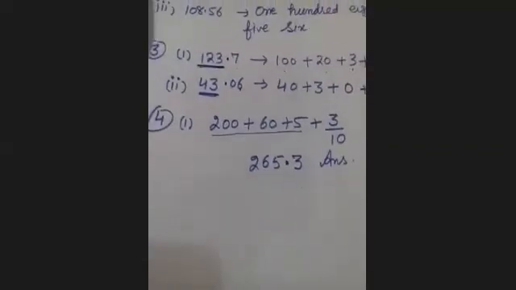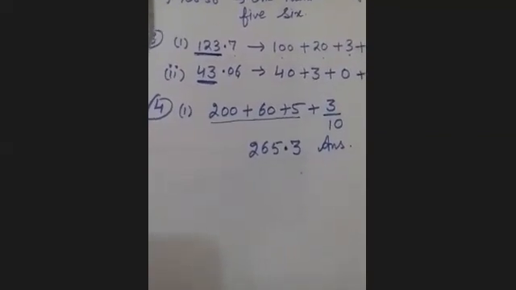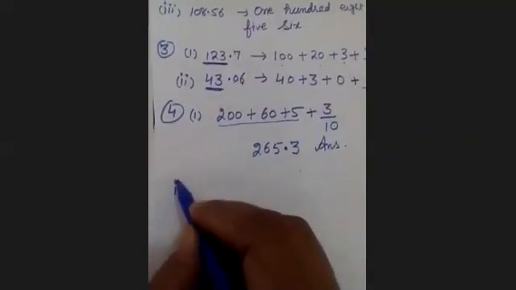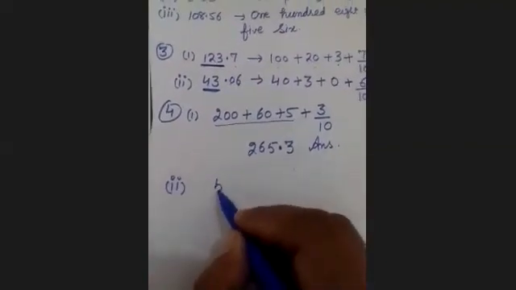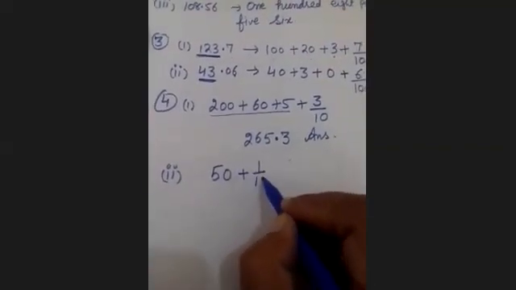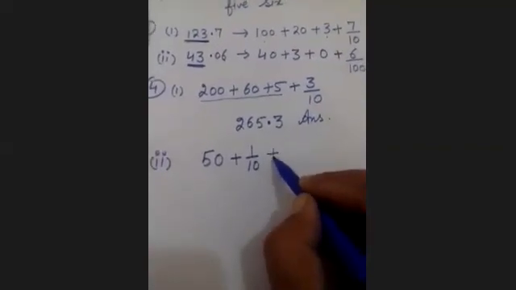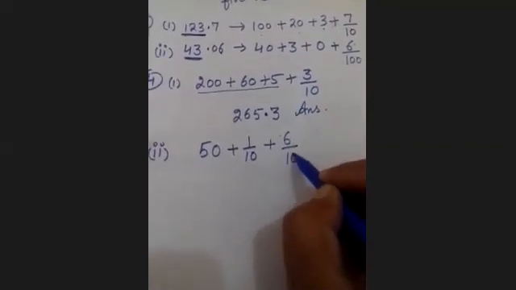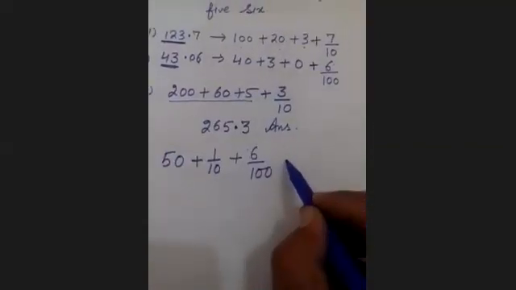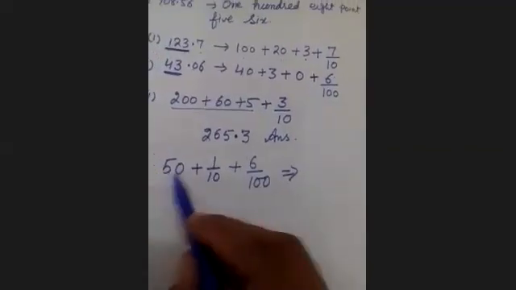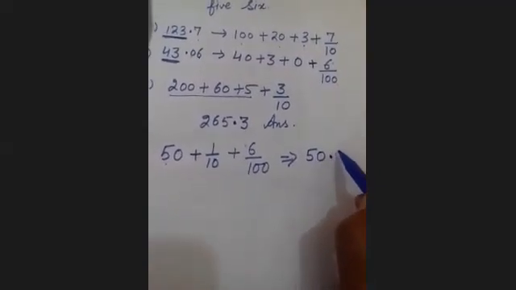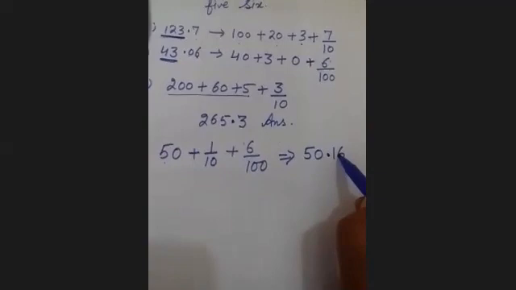Next is second part of question number 4: 50 plus 1 upon 10 plus 6 upon 100. The short form of this number is 50, then 0.16.